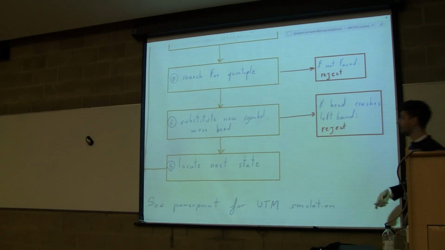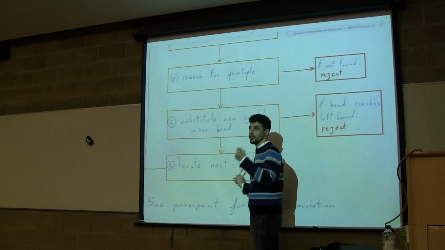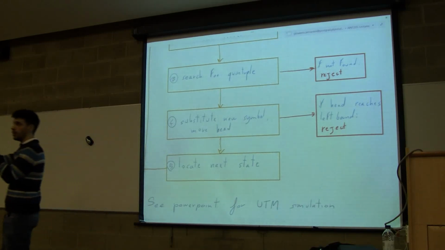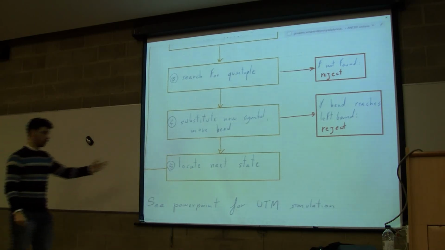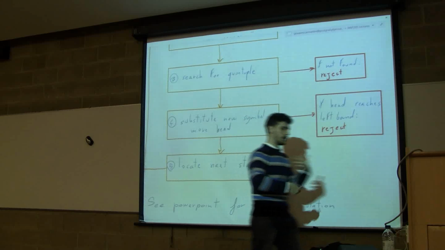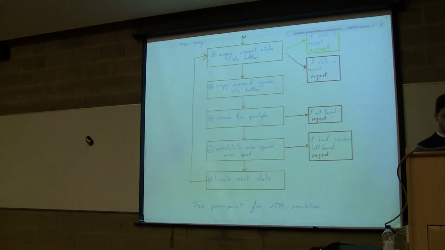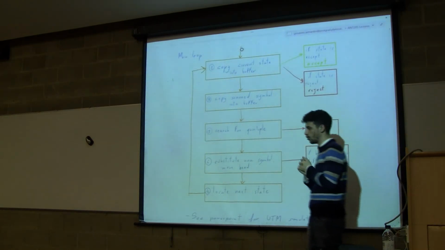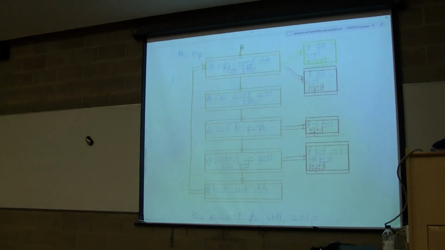If that doesn't happen, that means that you can just locate the next state. That follows from the rules. So you have state, symbol, new symbol, movement. You wrote the symbol, you did the movement, now you have the next state. So you go to the next state, and you begin again with the loop. Okay? So this loop is what the universal Turing machine is doing all the time, until it rejects or accepts.